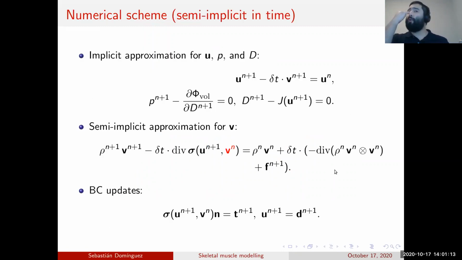So to approximate these things in 3D, what we wanted to do, and I'll tell you why in a bit, was something like this. We wanted to do implicit in these two equations and then semi-implicit in the velocity here. And then the updates are as usual for the boundary conditions. The reason for that was that before starting to work on the dynamic problem, we already had a good code for the isometric contraction, where the displacement U, the pressure and the dilation were already unknowns. So we wanted to take advantage of that.